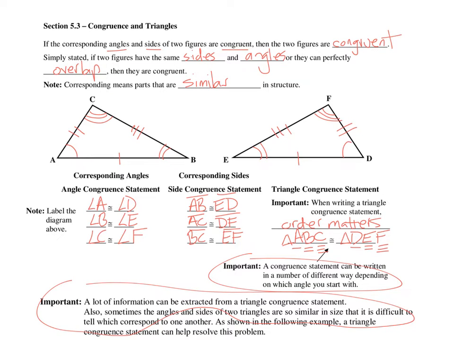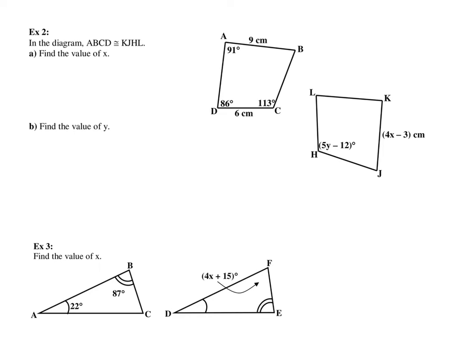Going on to the next example. Example 2: in the diagram, ABCD is congruent to KJHL. Find the value of x. All right, here's x over here. It belongs to an expression that represents the side length of KJ. Now KJ is congruent to what side for the other figure? Well, that's where the order of the congruence statement comes in handy. That would be AB. Here I have AB. So these are the same.